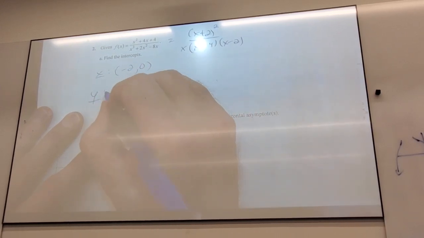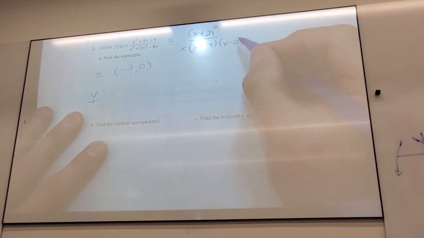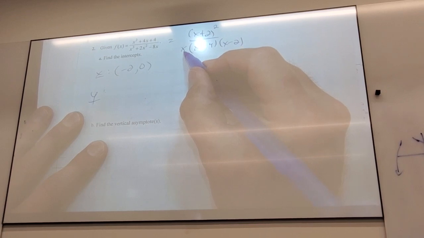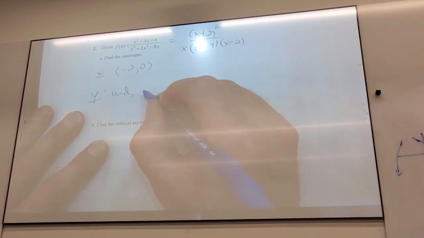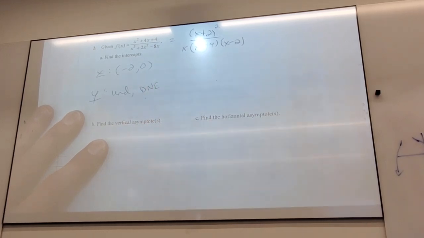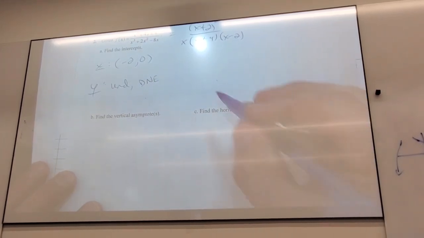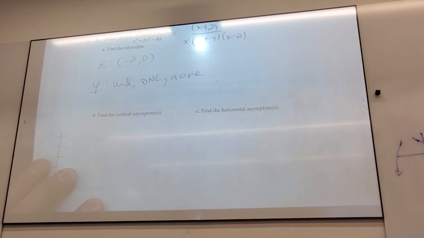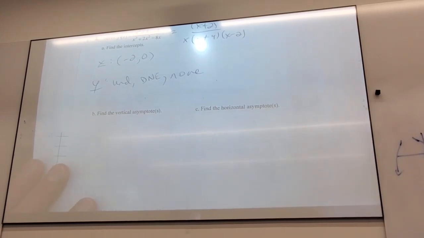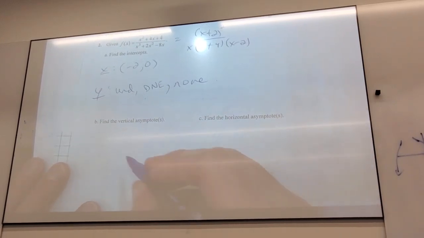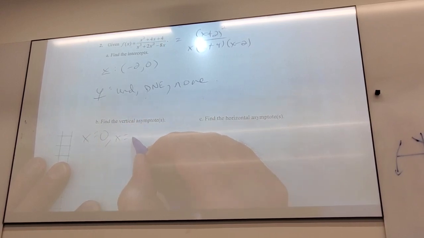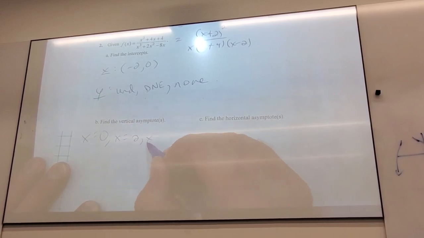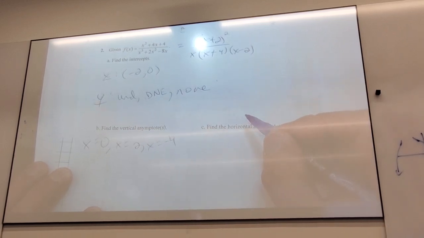The y-intercept comes from making x 0, but of course that's undefined. So you can either say undefined, or does not exist, or none. Vertical asymptotes, there's 3 of them. There's x equals 0, like we just said. There's x equals 2. X equals -4.